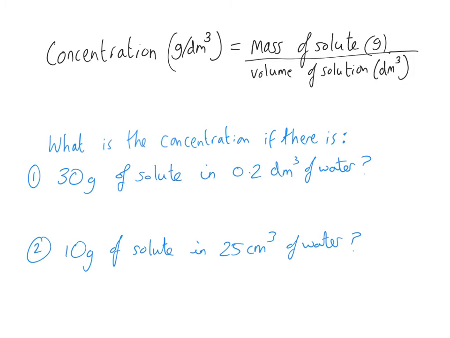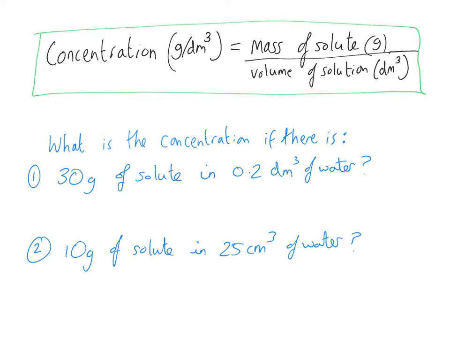So what we've been using without actually saying that we're using it is this very important relationship at the top here, and that is that the concentration of a particular solution in grams per cubic decimeter can be calculated if we take the mass of a solute in grams and divide it by the volume of a solution in cubic decimeters. So just 2 examples here of how to do that. What is the concentration if there is 30 grams of solute in 0.2 decimeters cubed of water?